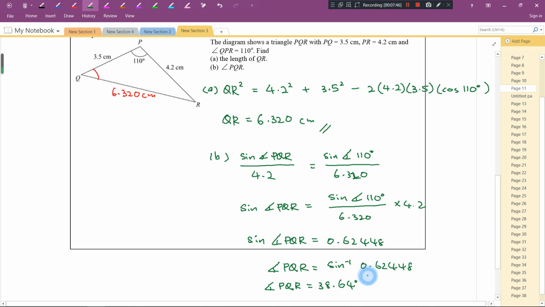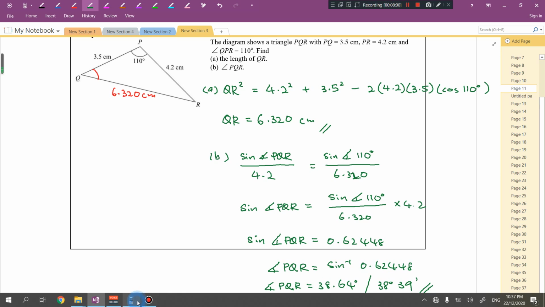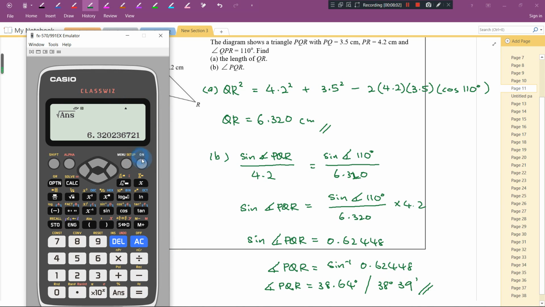38.64 degrees. So if you don't want to give your answer this way, you can give your answer in this form also: 38 degrees, 39 minutes. Okay, if you want it to be very accurate, you actually can do it another way. Here I already rounded it off, right? If you don't want to round off here, you can press this way.